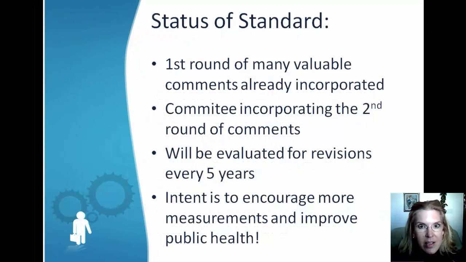The status of the standard now is that we incorporated the first round of comments, and they were very valuable. All the comments are taken very seriously and have improved the standard. So thank you very much to those of you who have commented. We are now incorporating the second round of comments. This standard isn't a done deal. It will be evaluated for revisions every 5 years, and the intent is to encourage more measurements and improve public health.